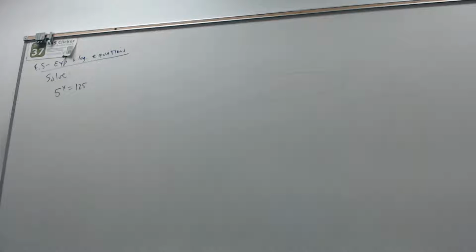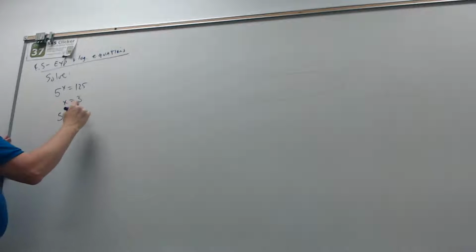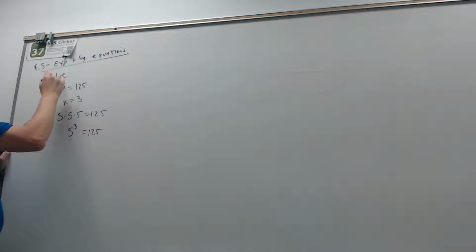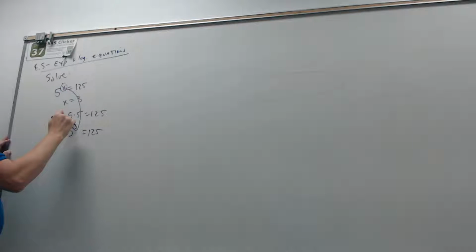You just know the answer is 3. Why is the answer 3? 5 times 5 is 25, times 5 is 125, and this can be written as 5 to the third equals 125, so therefore x equals 3. All right, so that works out.